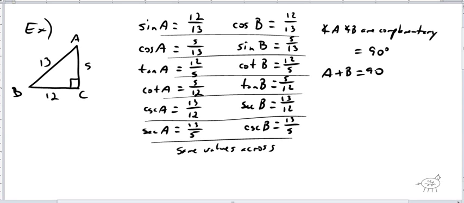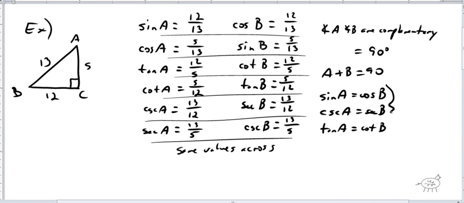Okay, so we can say, let me write this out here, sine of A equals cosine of B, right? And these are going to be something special we're going to talk about in a second. Cosecant of A equals secant of B, and tangent of A equals cotangent of B. So these groups of trig functions are called co-functions.